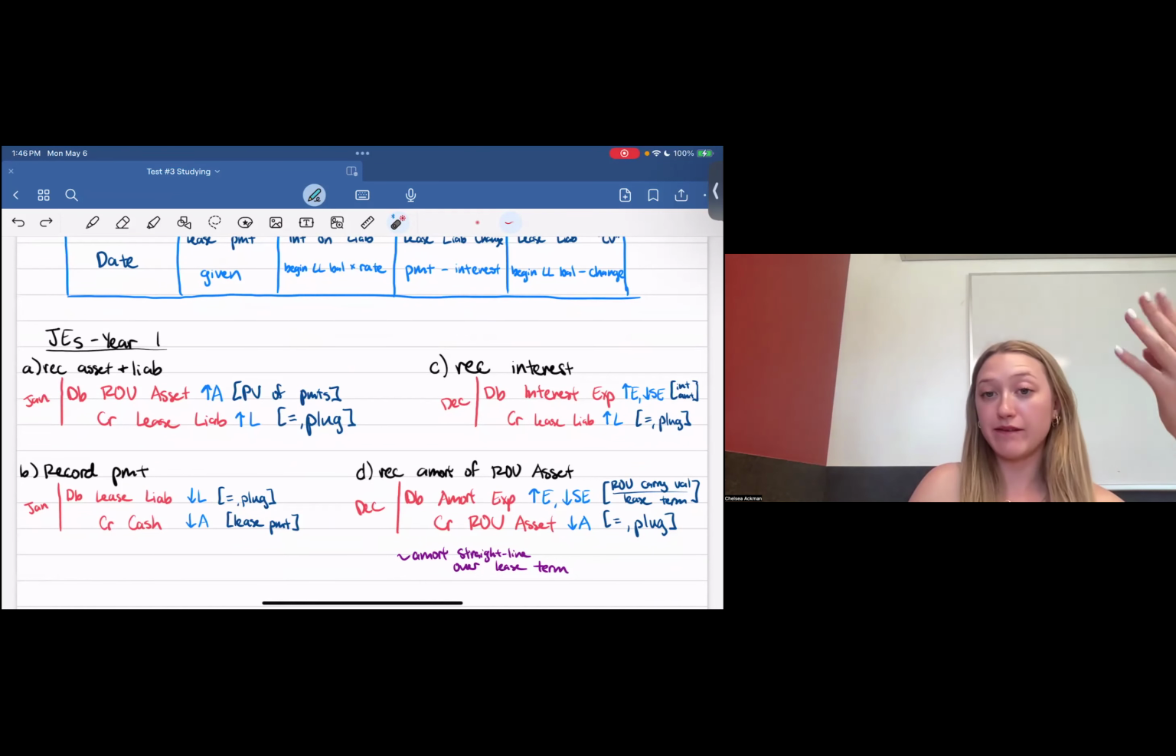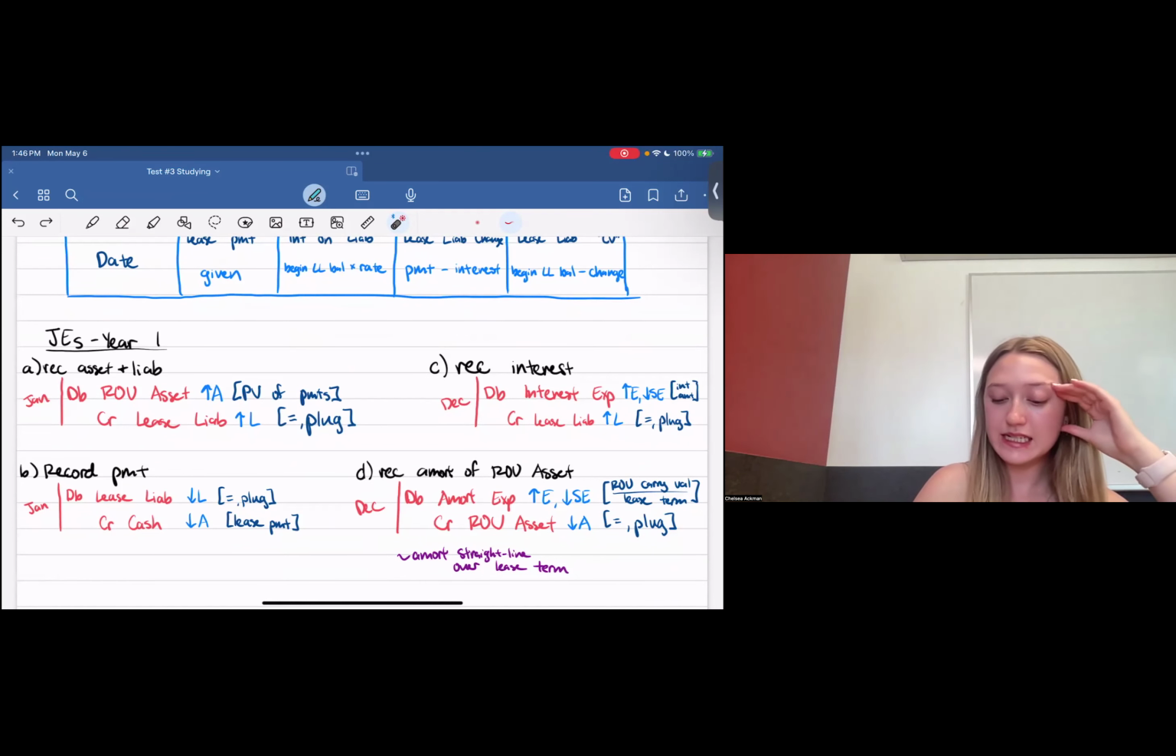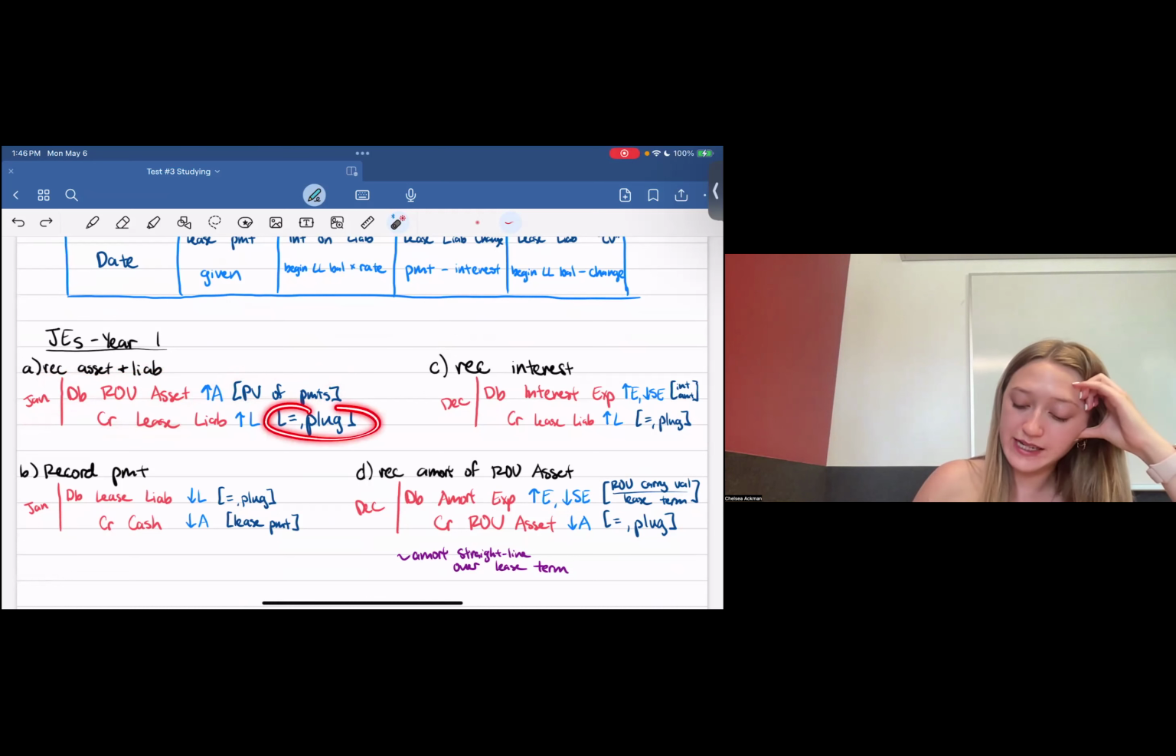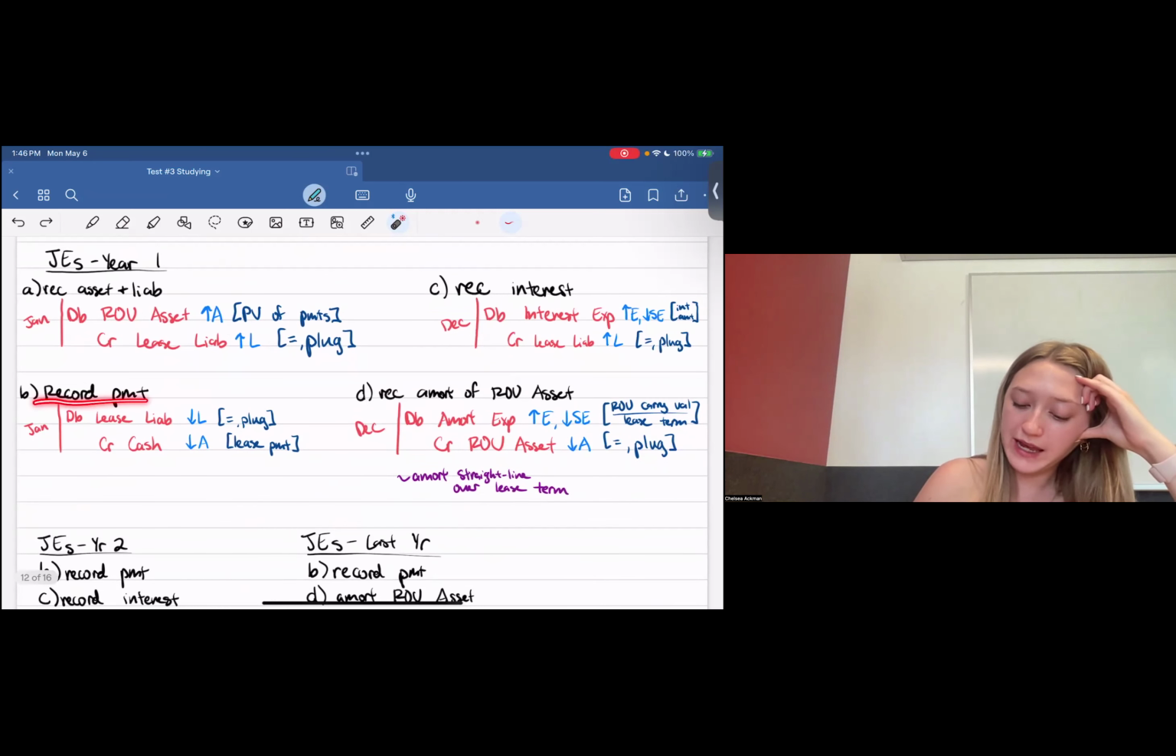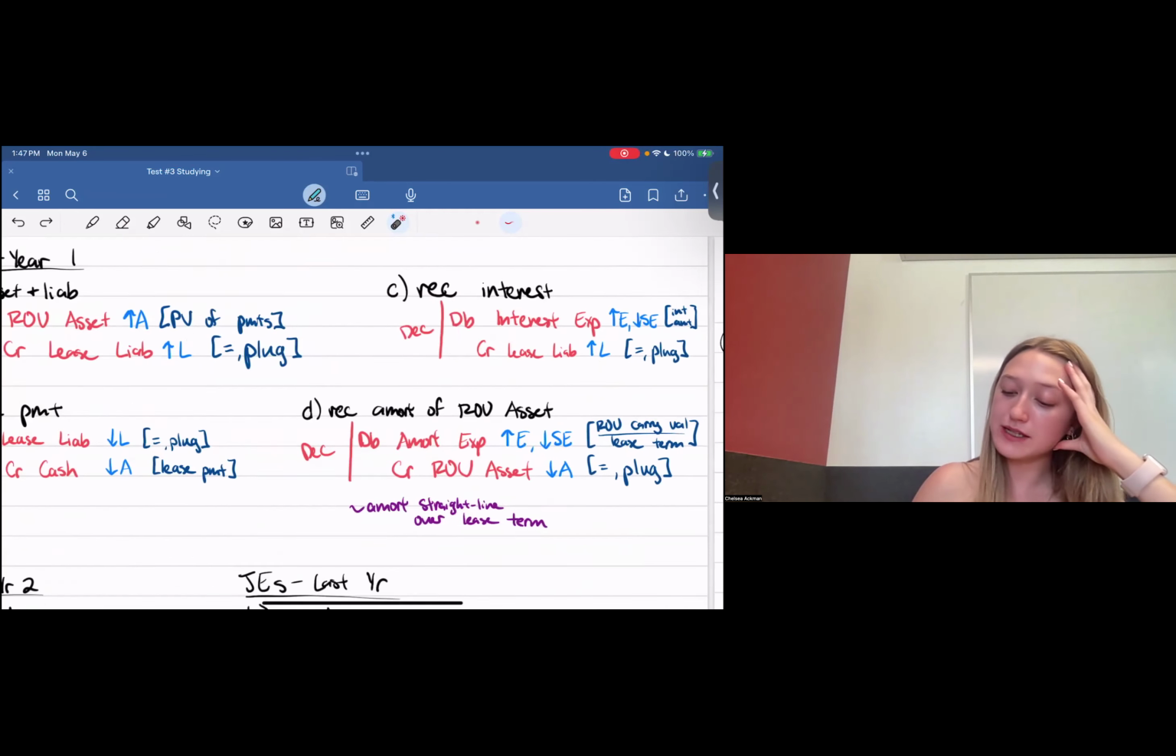So then our journal entries. For year one, we have 4 entries for finance leases. First is to record the asset and the liability. This is in January at the start of the year. We debit the right of use asset for that present value of payments amount, and we credit the lease liability for that same amount. Then we record payment, which is going to be again in January, and it is a debit to the lease liability and a credit to cash for the lease payment amount, again within both accounts.